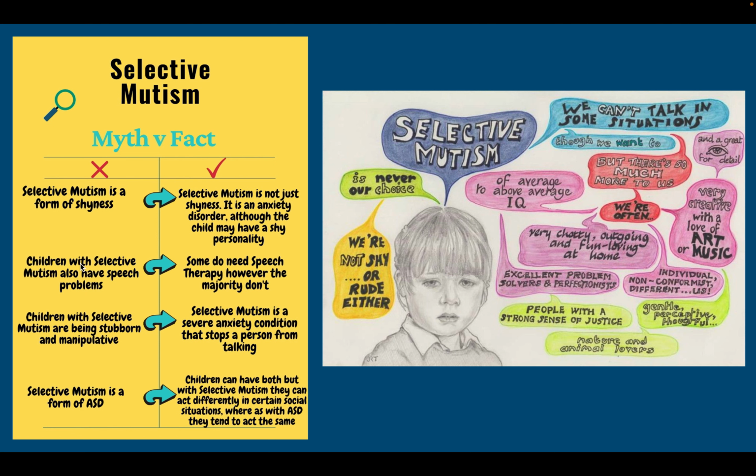Also a myth, children with selective mutism also have speech problems. Some do need speech therapy, however, the majority don't. Another myth, children with selective mutism are being stubborn and manipulative. Also, that was something in the video to start with. It's severe anxiety, and it just basically stops that person from talking.